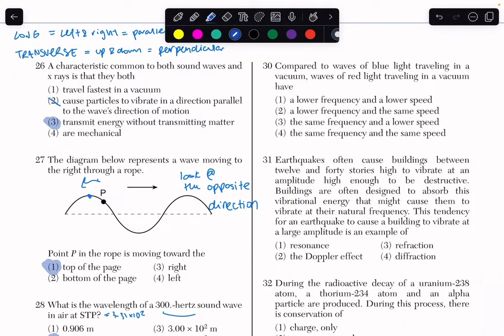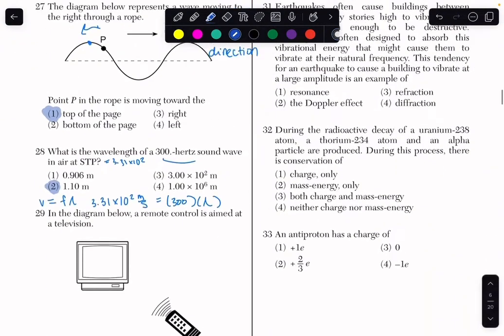30. Compared to waves of blue light traveling in a vacuum, waves of red light traveling in a vacuum have. Let's open up our reference tables and look at the electromagnetic spectrum. We can see here that blue light has a higher frequency, 6.59 times 10 to the 14th, while red light has a frequency of 3.84 times 10 to the 14th. So compared to blue light, red light has a lower frequency, but the same speed because it's in the same vacuum. Everything in the same vacuum is at the same speed.